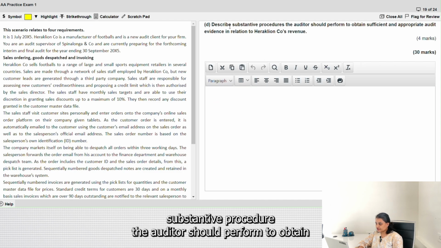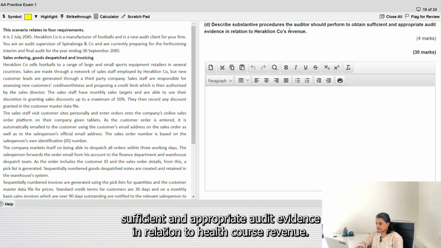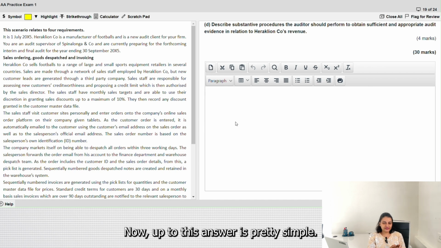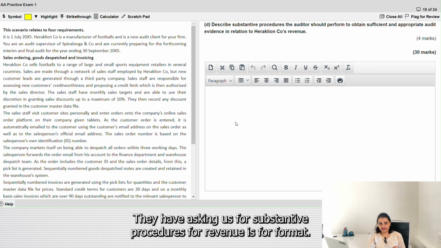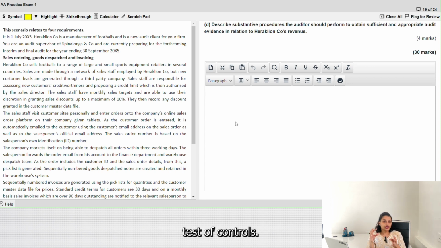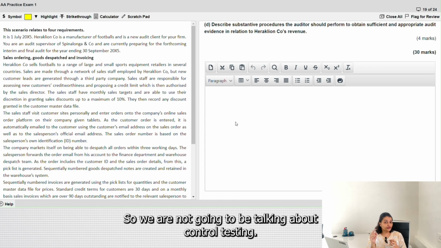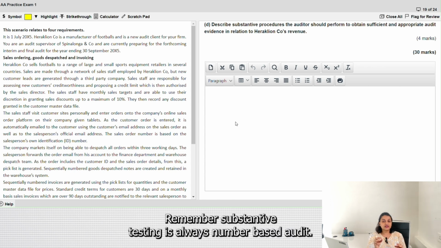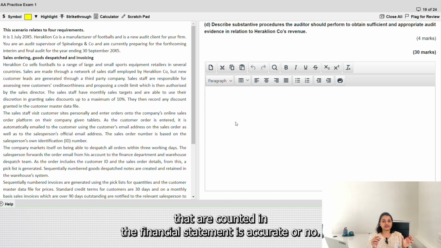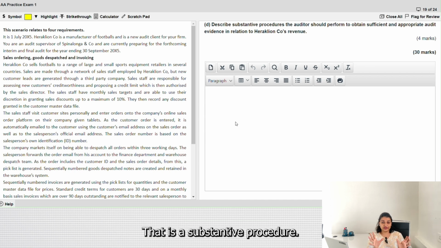Describe substantive procedures the auditor should perform to obtain sufficient and appropriate audit evidence in relation to Helicon Co's revenue. So this answer is pretty simple. They are asking us for substantive procedures for revenue. It's for 4 marks. Now substantive procedures are procedures which are performed other than test of controls. So we are not going to be talking about control testing, no maker checker relationship. Guys, remember, substantive testing is always number based audit. You are always checking if the number of revenue that's accounted in the financial statement is accurate or not. That is your substantive procedure.